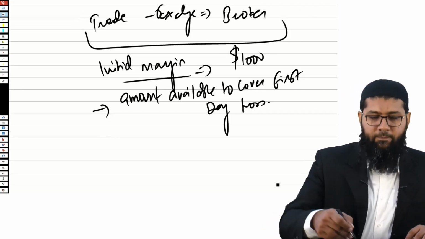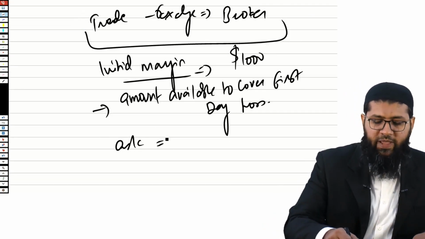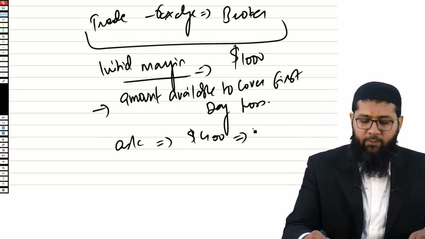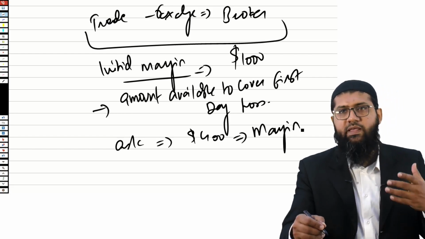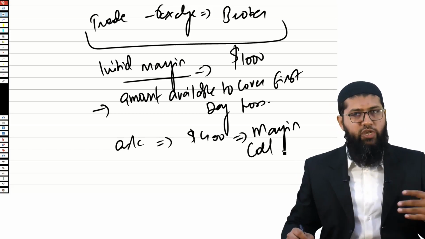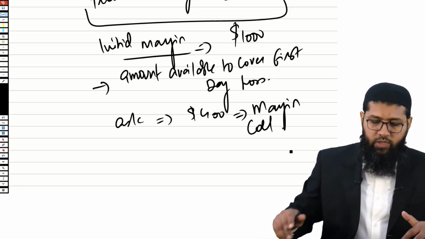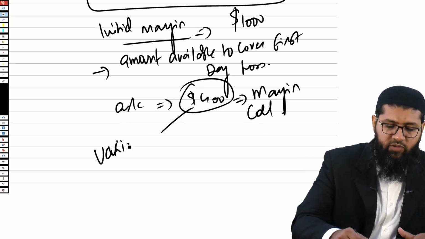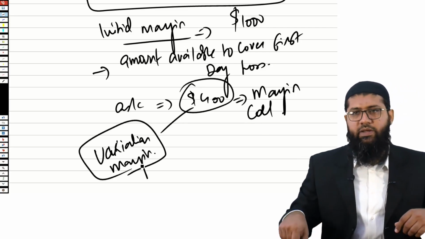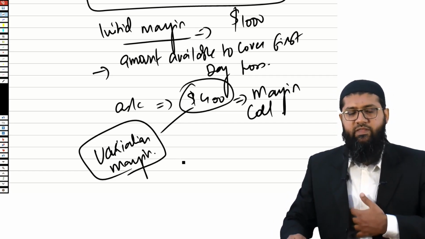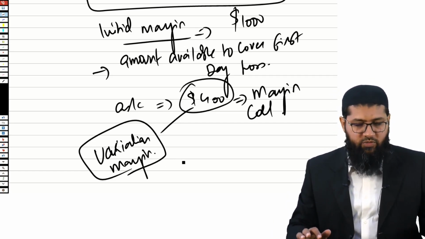Now, subsequently they will ask you to pay, let's say, $400. When they ask you for this additional contribution, this is going to be termed as margin call. And lastly, if you pay this $400, this is going to be termed as variation margin. So there is this initial margin, there is this variation margin.